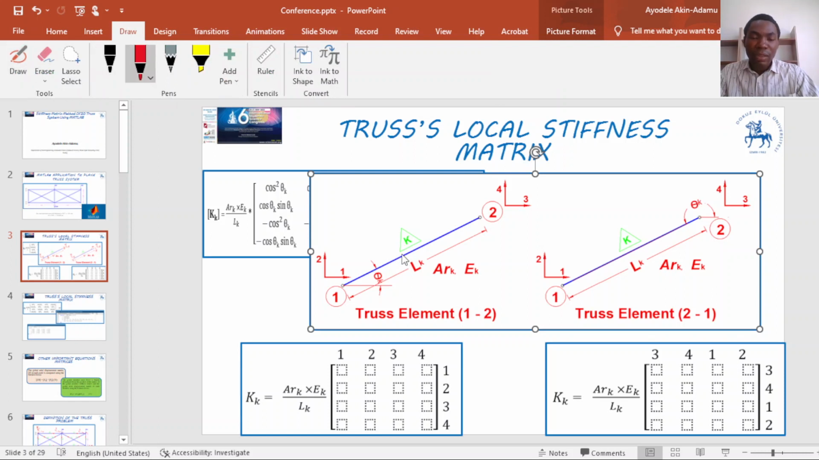When we are defining a truss member, it is very important that we denote an arrow. The arrow can point from node 1 to node 2, or from node 2 to node 3. An arrow pointing from node 1 to node 2 means that node 1 is our start node and node 2 is our end node.